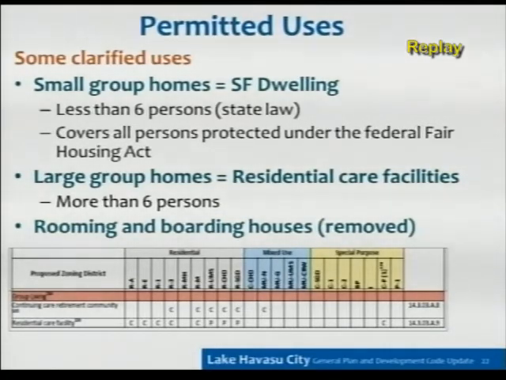Okay. Yeah, so then we have said, look, we're just trying to make it simple. The state law says 6, so let's say 6. Below that is a small group home. Above, we just call that now a large group home, a residential care facility. I just want you to be aware of this, because it will come up when this comes forward for hearing. You don't, to be honest, have to do it. We've had clients say, well, we'll just wait for someone to sue us under the Federal Fair Housing Act, because it's so unpopular. We don't advise that.